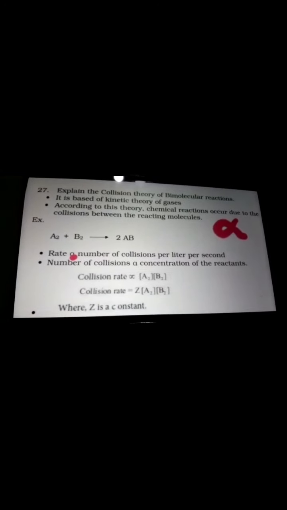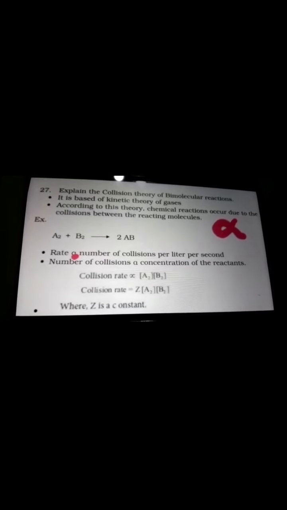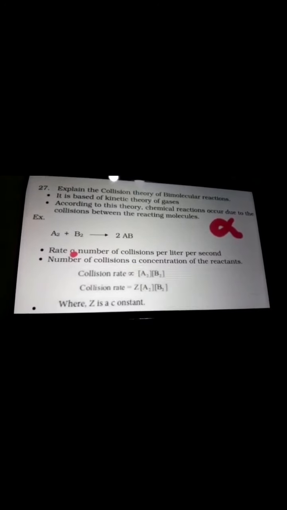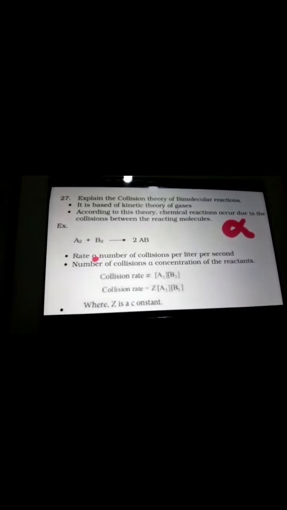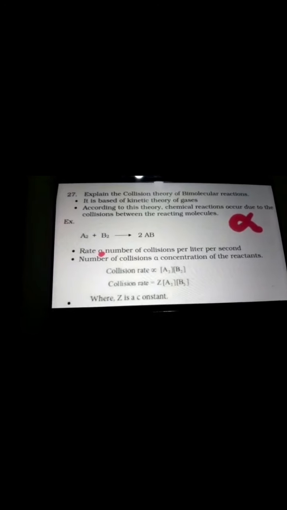Based on this kinetic theory of gases, we are going to see the collision theory of bimolecular reactions. The first point is that it is based on the kinetic theory of gases. According to this theory, a chemical reaction occurs due to the collision between the reacting molecules. Let us consider the example A2 and B2. When they react, you get two molecules of AB.